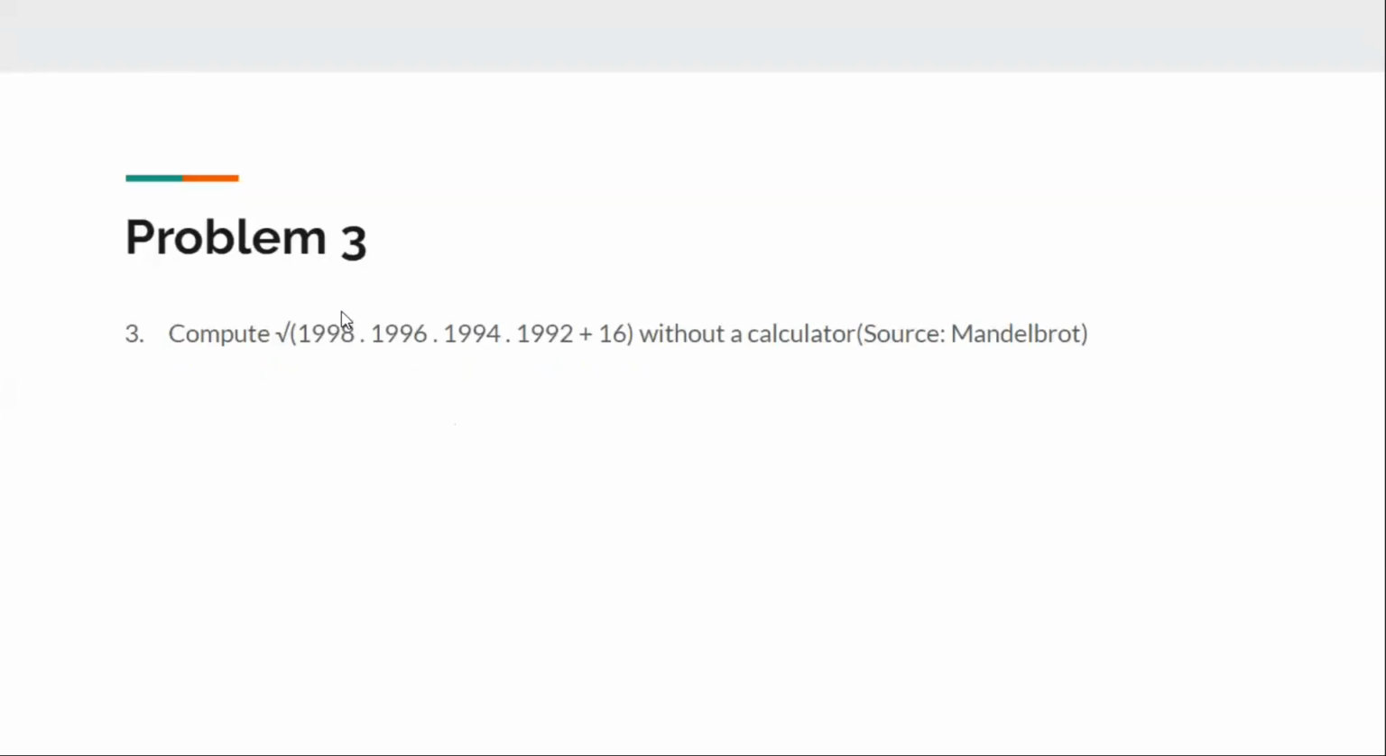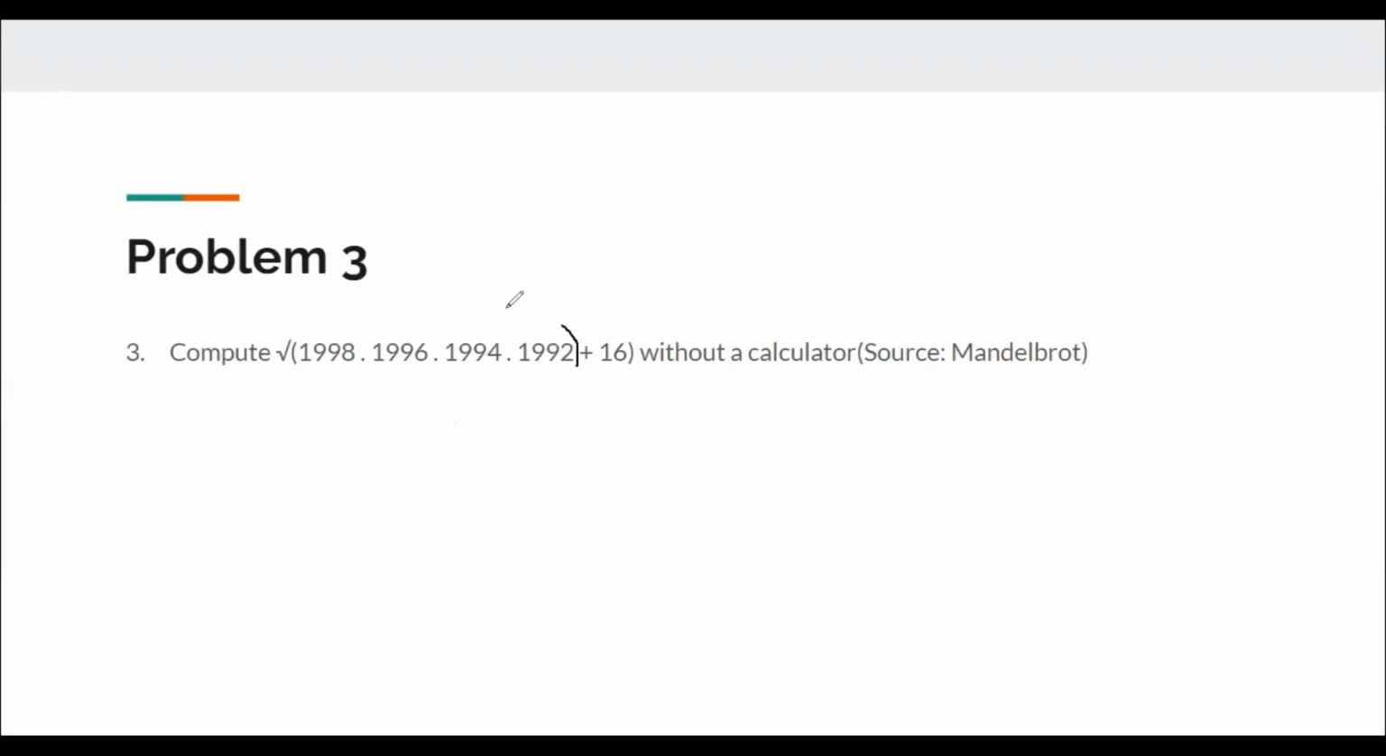Okay, so compute the square root of 1998 times 1996 times 1994 times 1992 plus 16, without a calculator. And this is from a competition called Mandelbrot. It got discontinued like last year, I think.